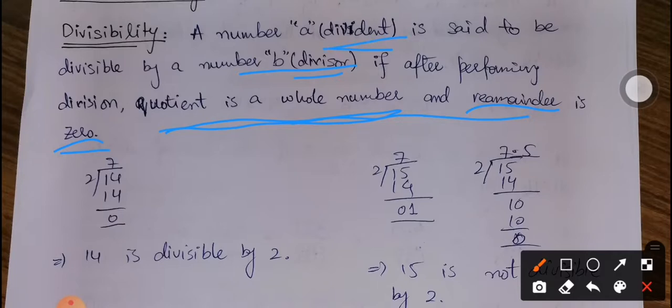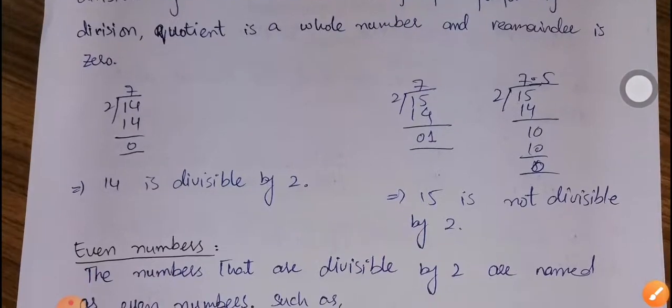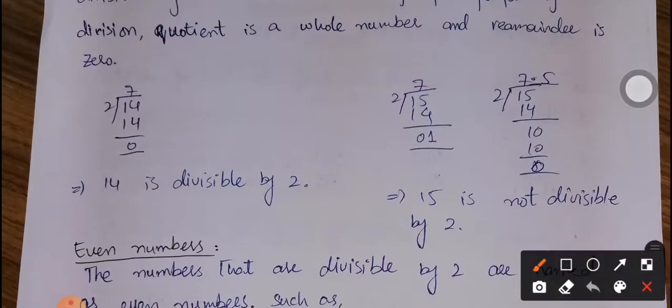For example, if I divide 14 by 2, we get 2 sevens are 14, the remainder is 0, and the quotient is a whole number, so that's why 14 is divisible by 2. But on the other side, if I divide 15 by 2, I get 2 sevens are 14. The quotient is a whole number, but the remainder is not equal to 0. If I divide it completely with 2, so 2 sevens are 14, then the decimal point is over here, I will put 0 at this point.